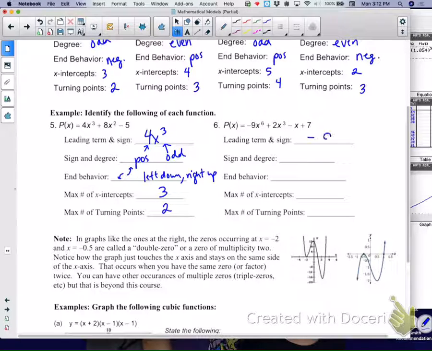Okay, next, negative 9 x to the 6th power. Sign and degree, that's going to be a negative, even. Negative, even. End behavior, both ends are going to go down. So you can write that in words if you would like, but that little picture over there is fine with me. Max number of x-intercepts, that's going to be 6. Max number of turning points, that's going to be 5.